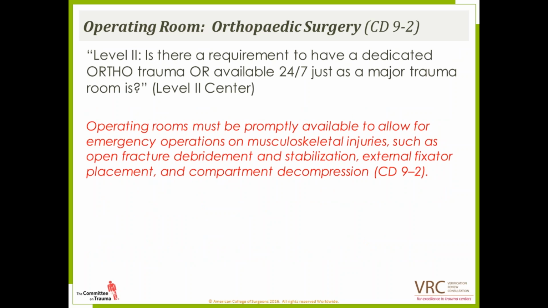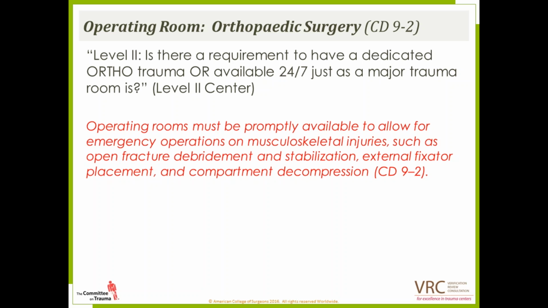I think this is a similar question to the other slide: is there a requirement to have a dedicated ortho trauma OR available 24/7, just as a major trauma room is? What is in the book, in criterion 9.2, says operating rooms must be promptly available to allow for emergency operations on musculoskeletal injuries such as open fracture debridement and stabilization, external fixator placement, and compartment decompression. This is definitely in your chapter 9 under orthopedic surgery.